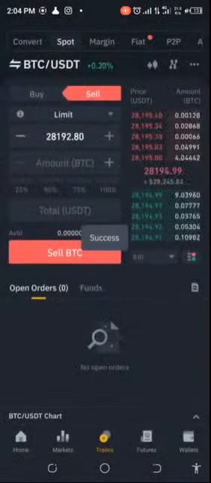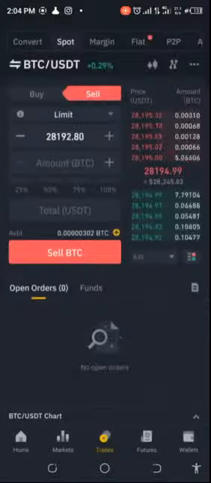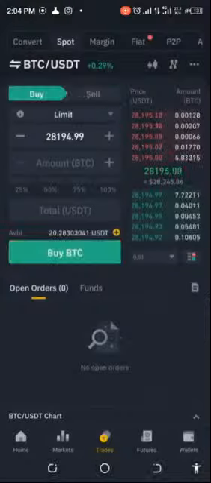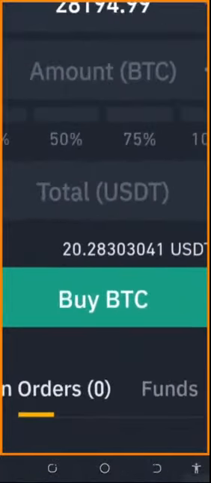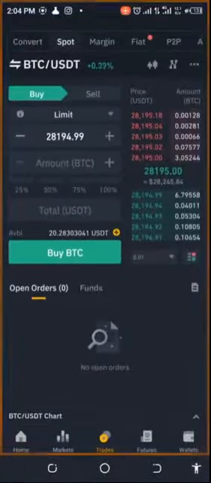Awesome. Beautiful. You can see that is success already. How much do we have? Good. So what we have right now, as you can see here, is that we've made 28 cents on top of our $20.